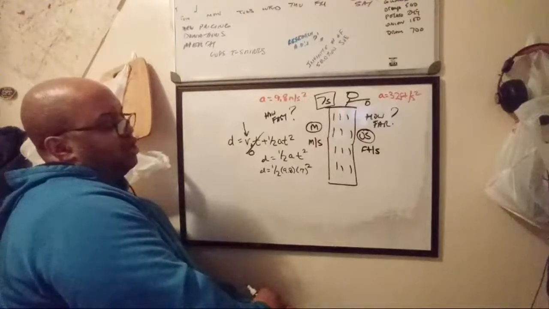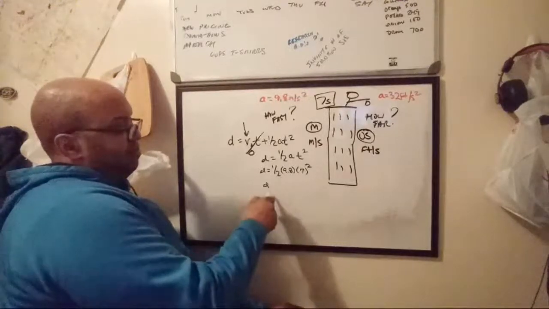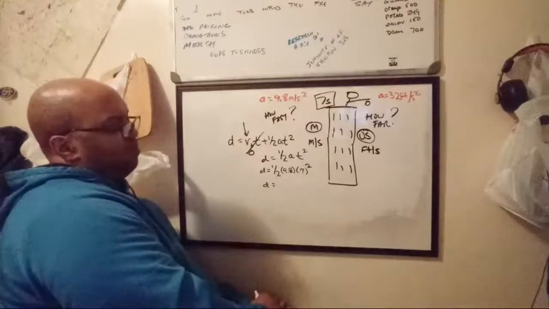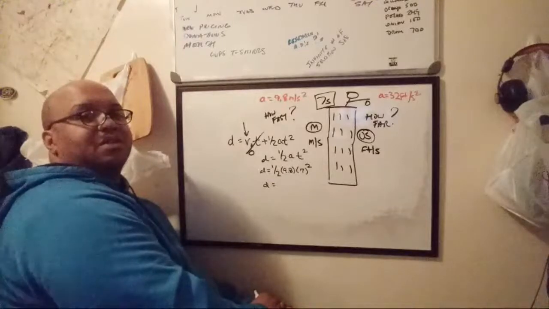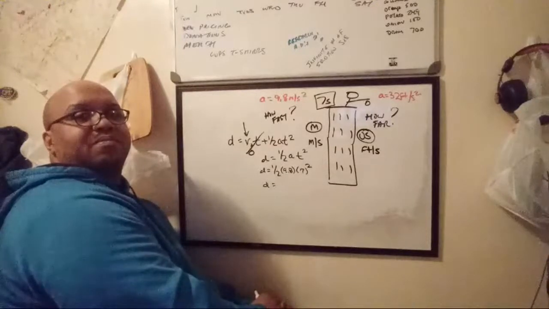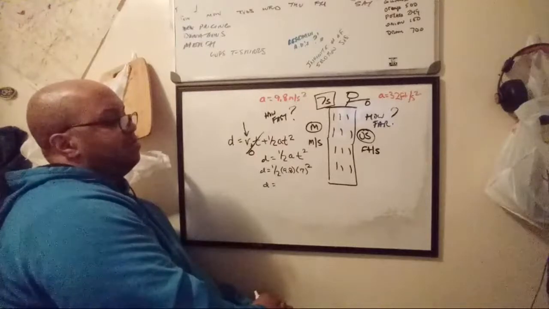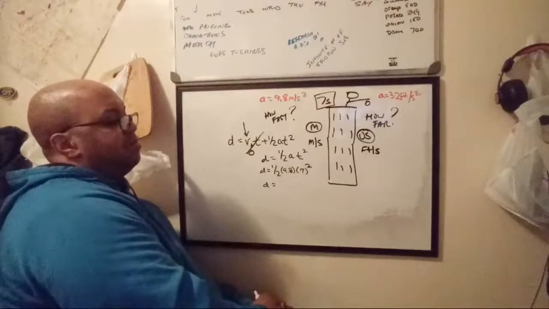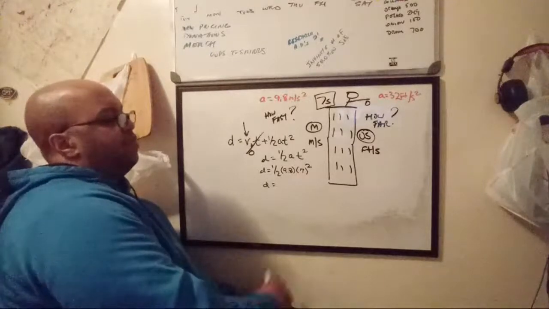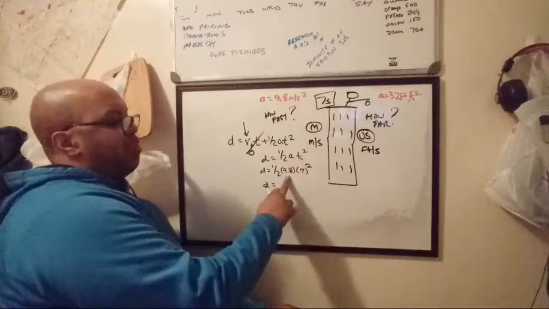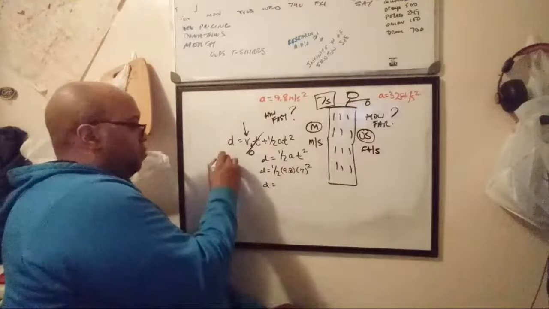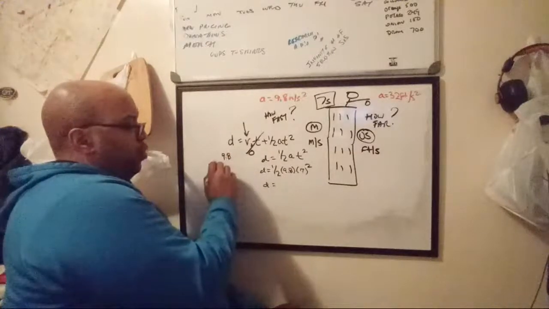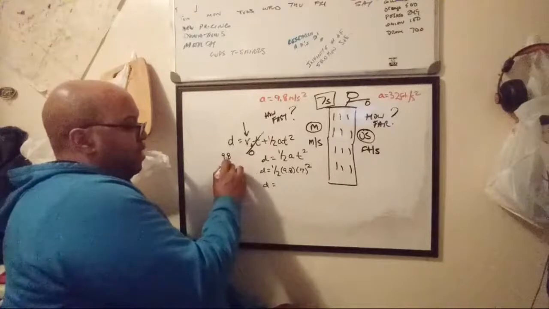So what are we going to do about this? We are going to solve it. What's the first part? Let's see. 7 squared is 49. We're going to square 7, multiply it by 9.8, and divide by 2. What do you get when you multiply 9.8 times 49?